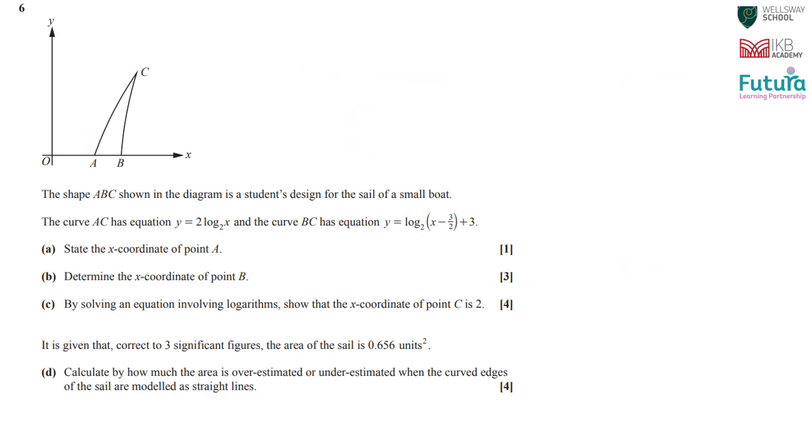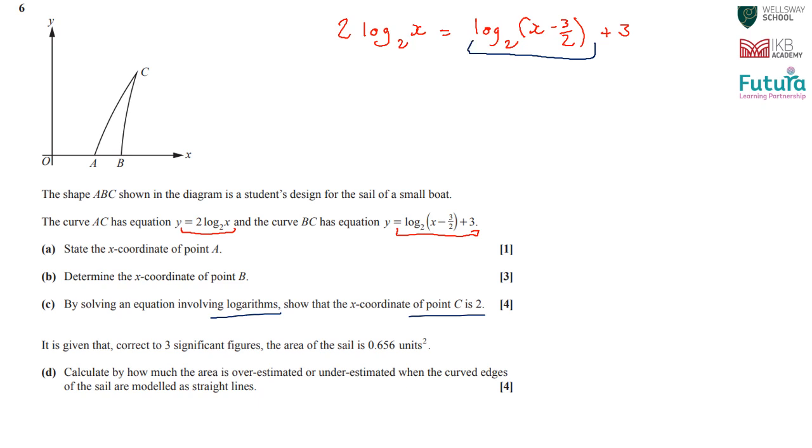Right, so for part C, by solving an equation involving logarithms, show that this is the x-coordinate of C. Now, most people that I've marked knew what they needed to be doing here, but struggled with the actual solving. So to solve this, we would say that this equation equals this equation, and then we're looking for the points where the two lines intersect. So with that in mind, we're going to write 2 log base 2 of x equals log 2 (x minus 3 over 2) plus 3.